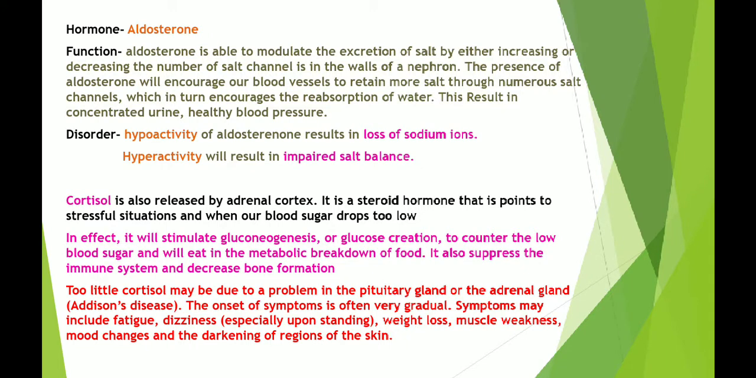Then the next hormone is aldosterone. It is also released by the cortex. Aldosterone is able to modulate the excretion of salt by either increasing or decreasing the number of salt channels in the walls of a nephron. Aldosterone is responsible for concentrated urine, which is healthy urine.